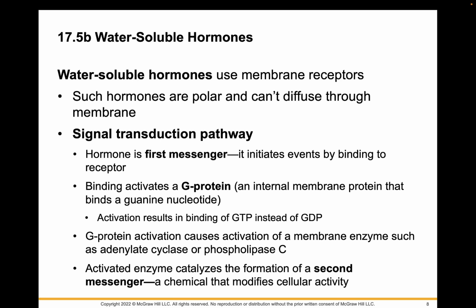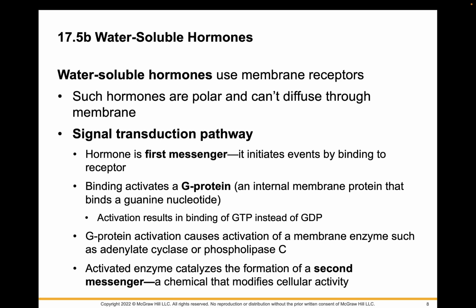In this scenario, the hormone will act as the first messenger. It will initiate changes in cell activity by binding to the receptor. Now, keep in mind, it is ultimately the receptor, once activated, that is determining any change in cellular activity.